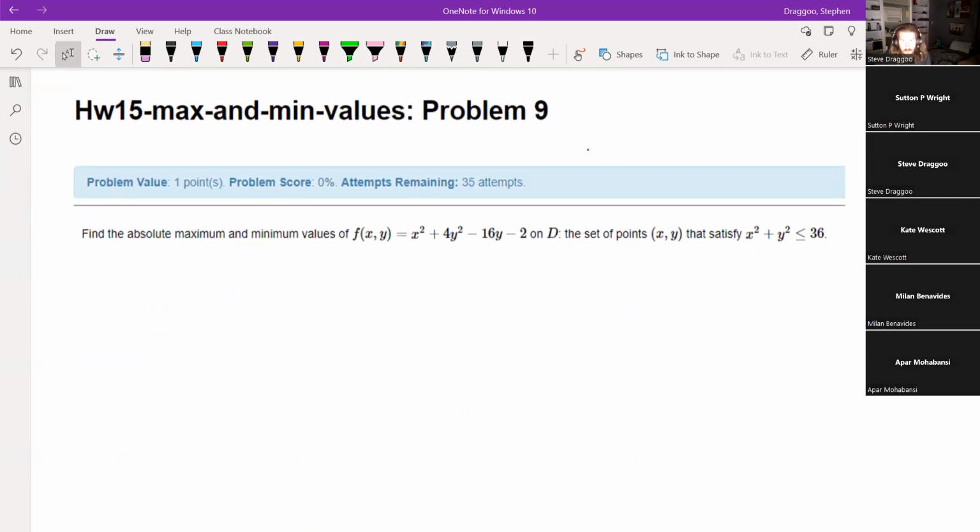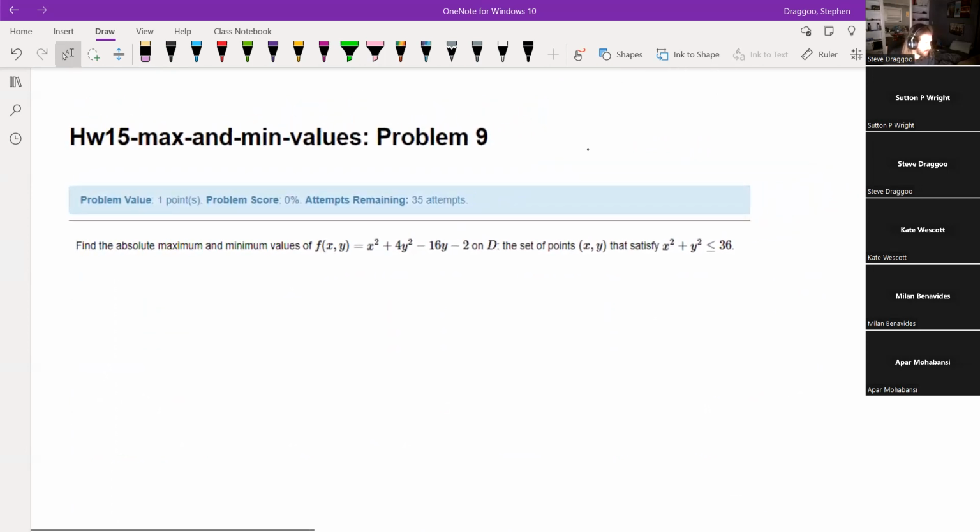Time for everybody's favorite part of this exam: finding absolute maximum and minimum values on some function that satisfies some boundary condition.